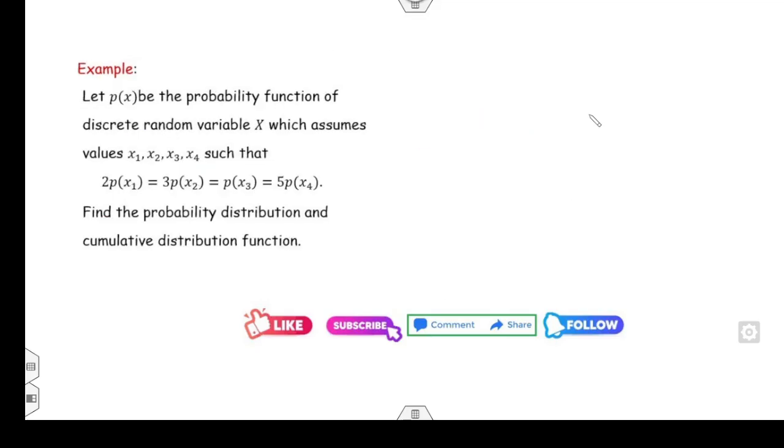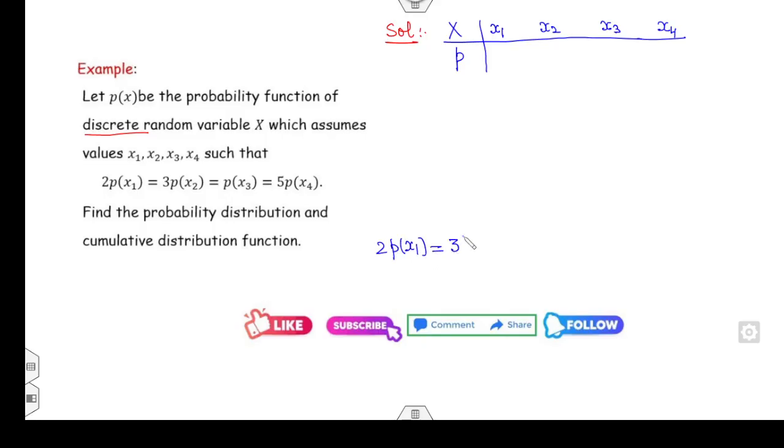Okay, look at this another one. P(x) is a probability function of the discrete random variable with values x1, x2, x3, x4, such that the probability is defined with the relation: 2 times the probability of x1 is equal to 3 times the probability of x2, which is equal to the probability of x3, which is 5 times the probability of x4. Then your target is to find the PMF and the CDF.